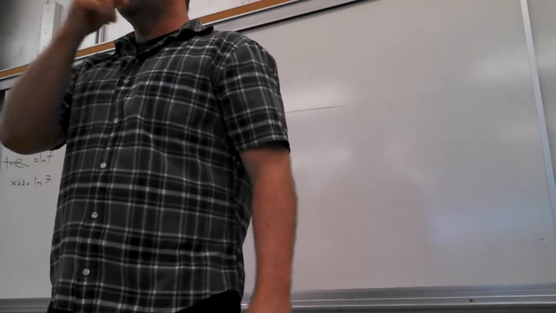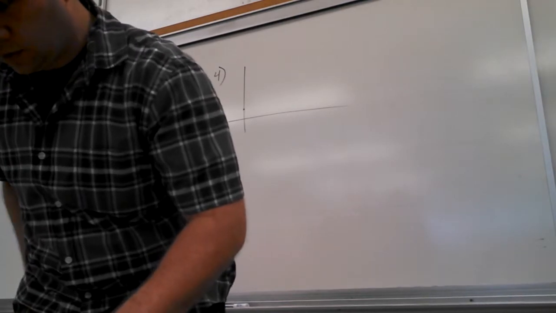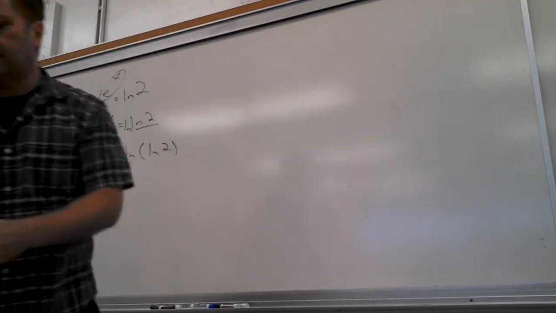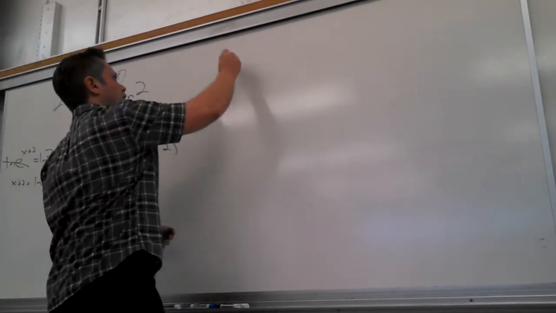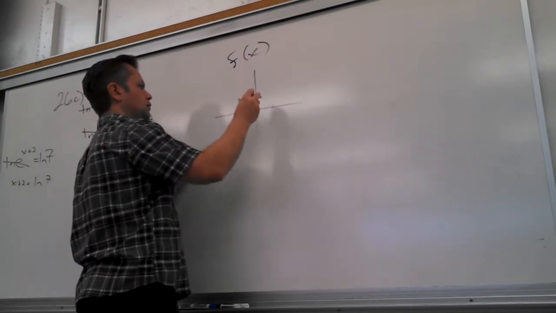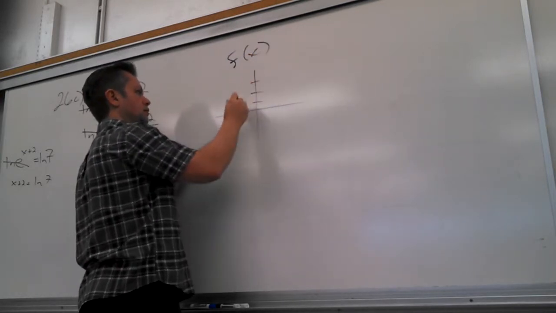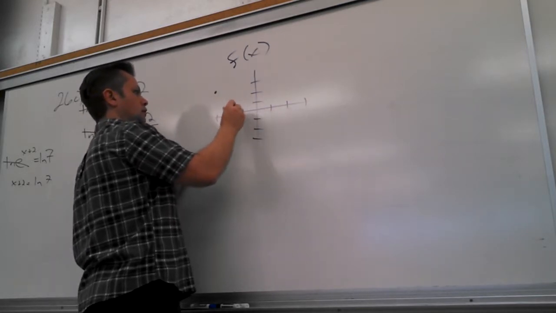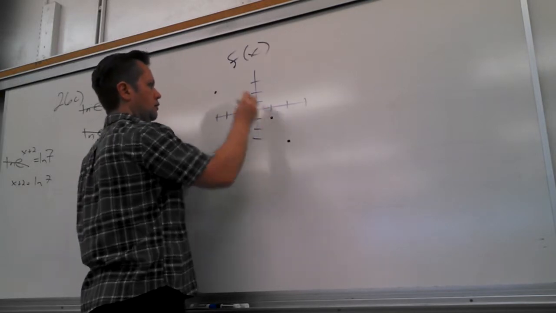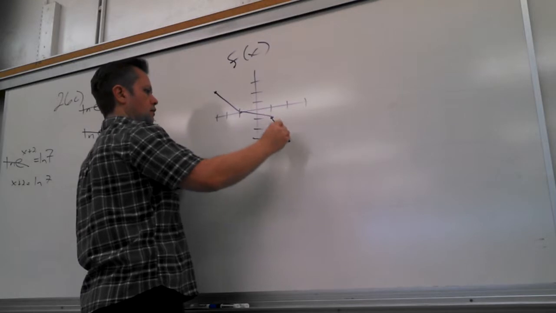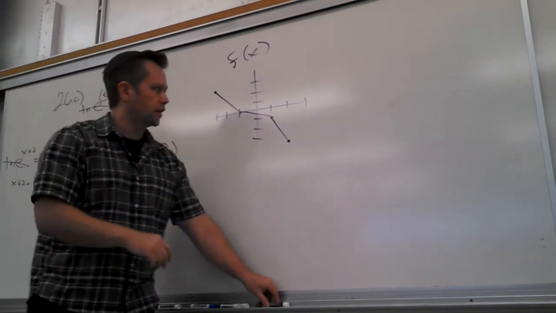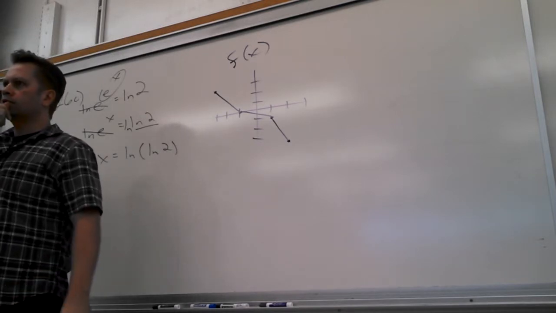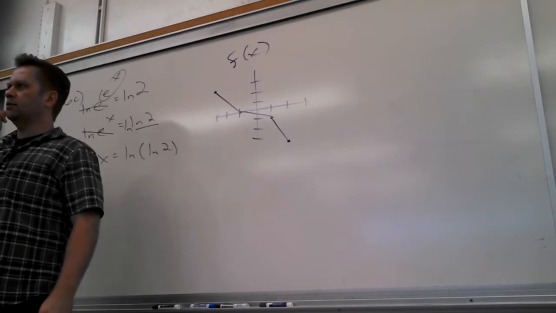Number 10, parts E and F. In general, if I give you the graph of a function, let me make it different than what they have, how do I know that it's invertible? It passes the horizontal line test.